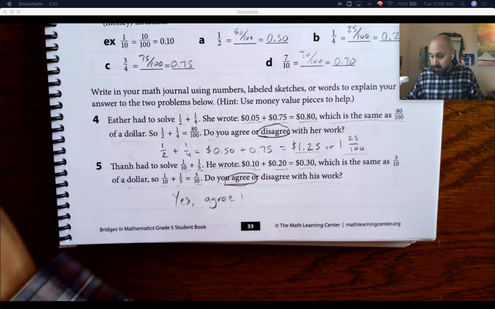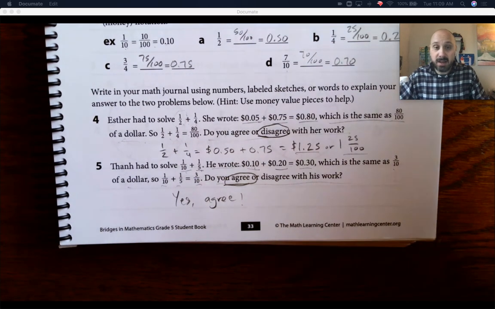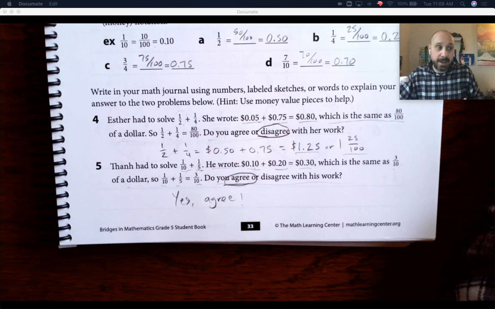Okay, so that's page 32 and 33. That was kind of a long video, but if you were having problems with it, then hopefully that helped out.